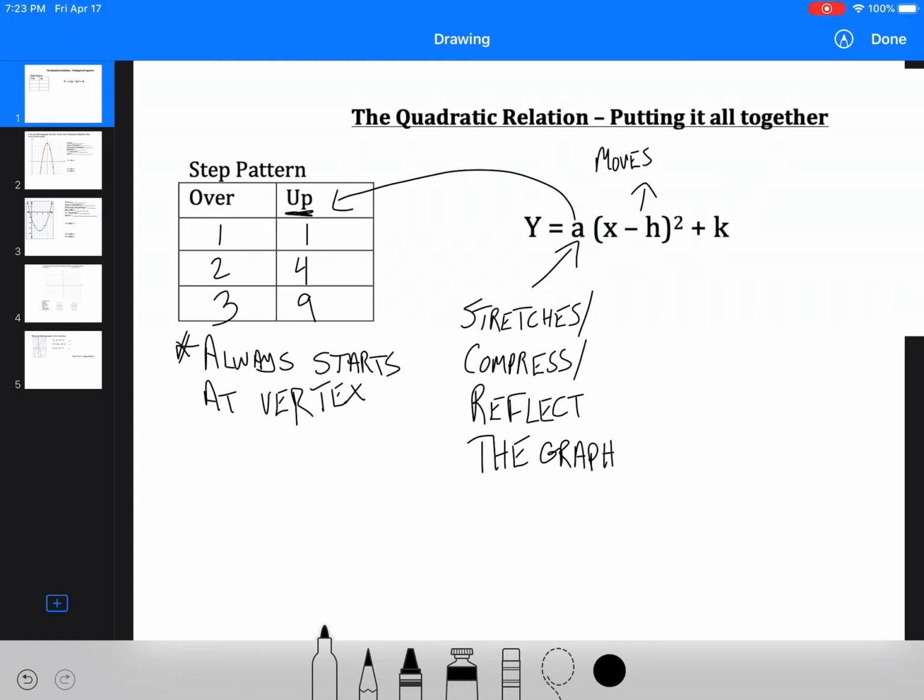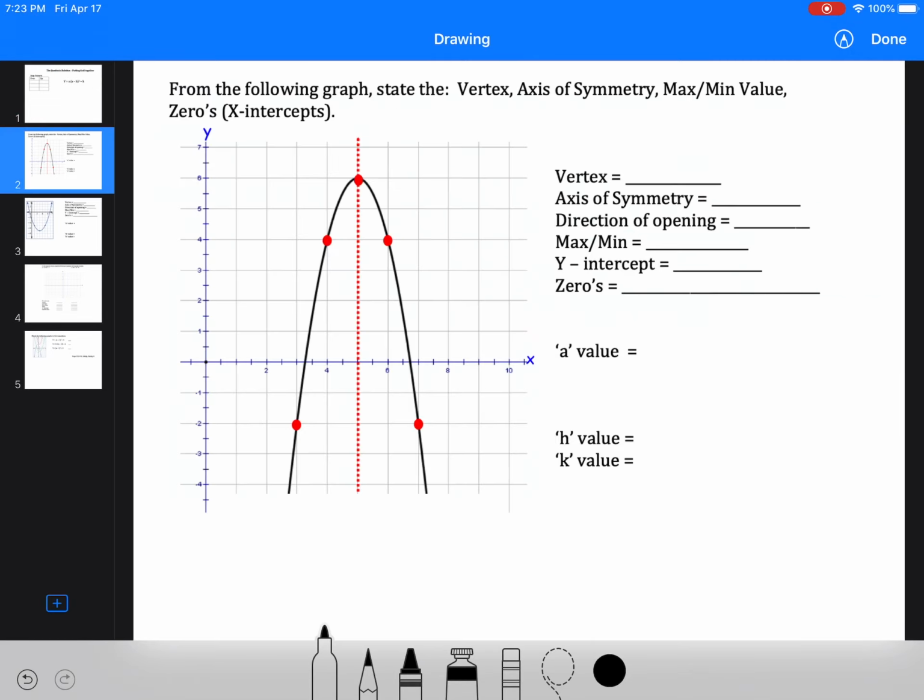The H moves it left and right. And remember, if it said x minus 3, we'd move it to x plus 3. If it said x plus 6, we would move it left 6, we move it to the negative 6. And the K value moves it up or down. And this is moving our starting point so that we can do our step pattern.